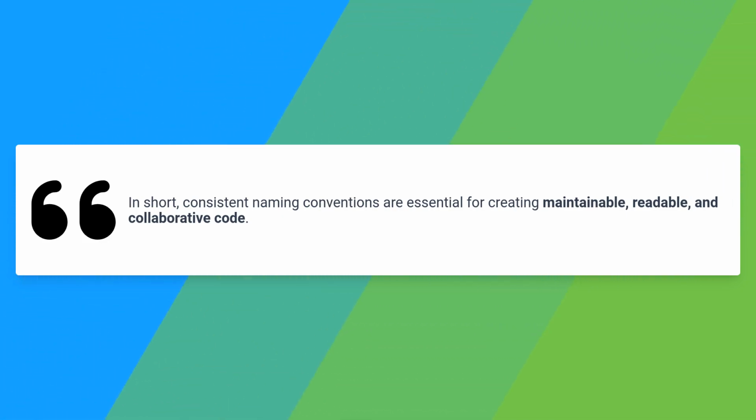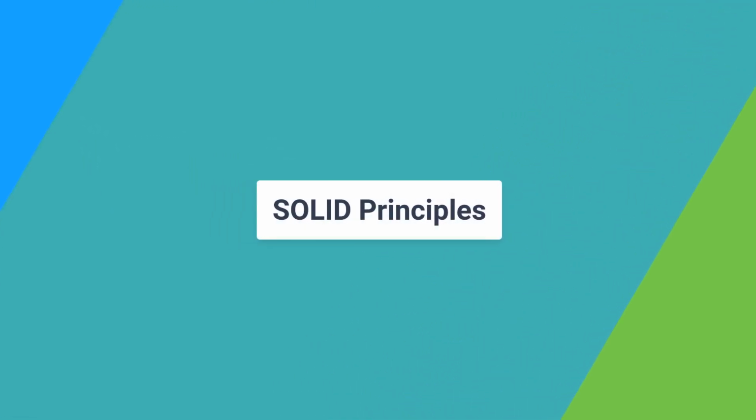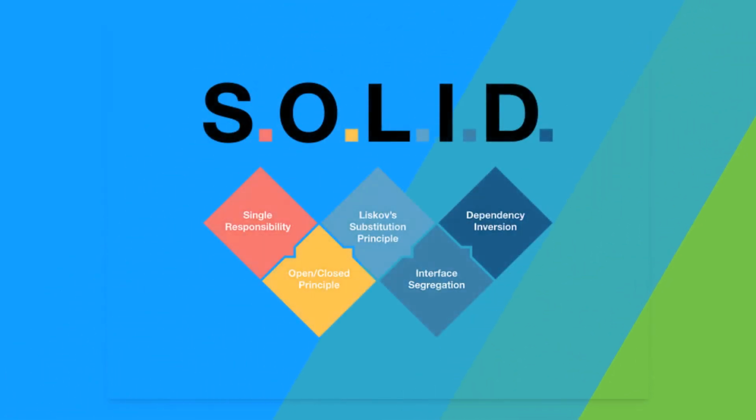SOLID is an acronym representing a set of 5 design principles in object-oriented programming that aim to create more maintainable, scalable, and flexible software. These principles were introduced by Robert C. Martin in his classic book, Clean Code, and are considered foundational for building robust, object-oriented systems. These principles provide a guideline for designing flexible and modular systems that can evolve with changing requirements and are easier to understand and extend over time.